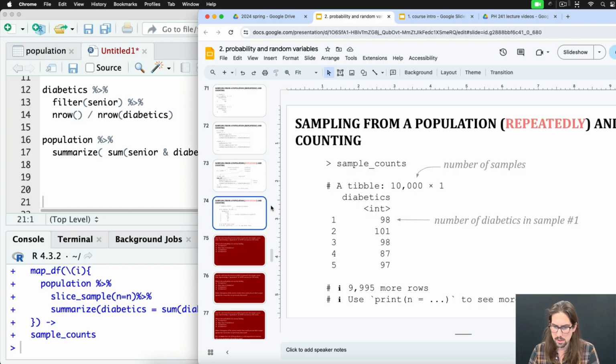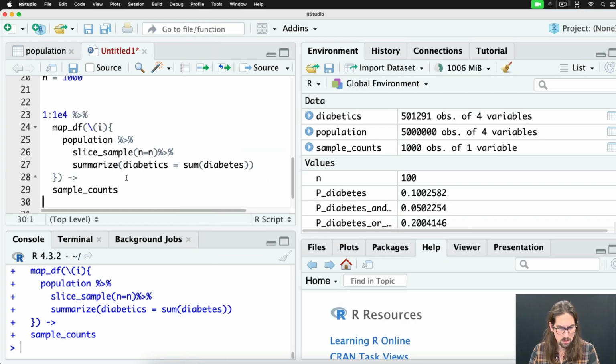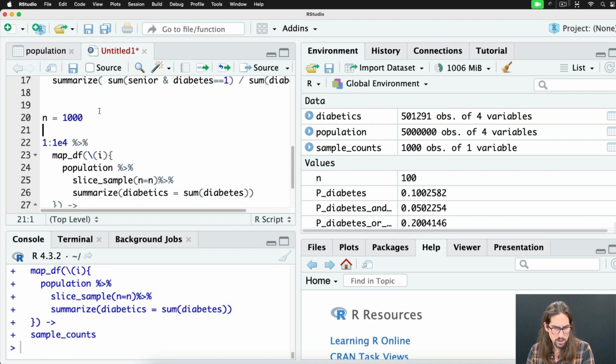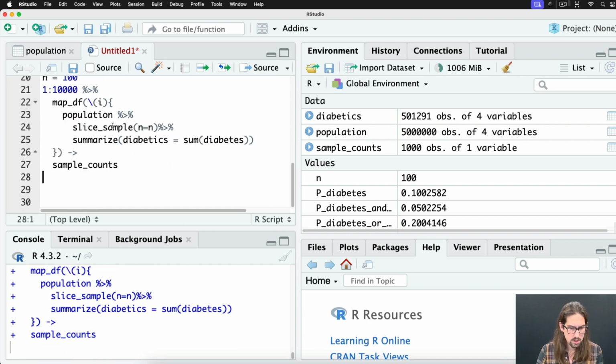Okay, so let's copy this code here, and we want to run surveys with 100 people each, and we want to do that, let's just be explicit here, 10,000 times. Okay, let's give that a shot. If it takes a minute, no worries.